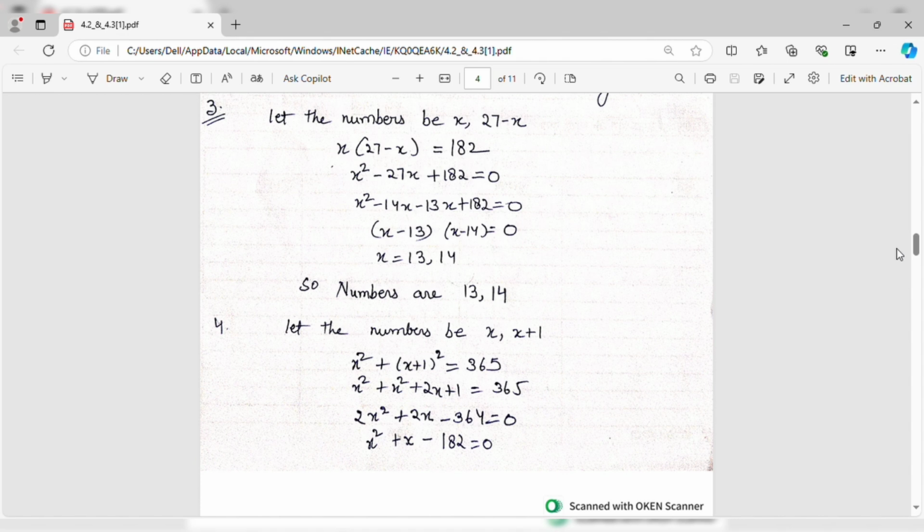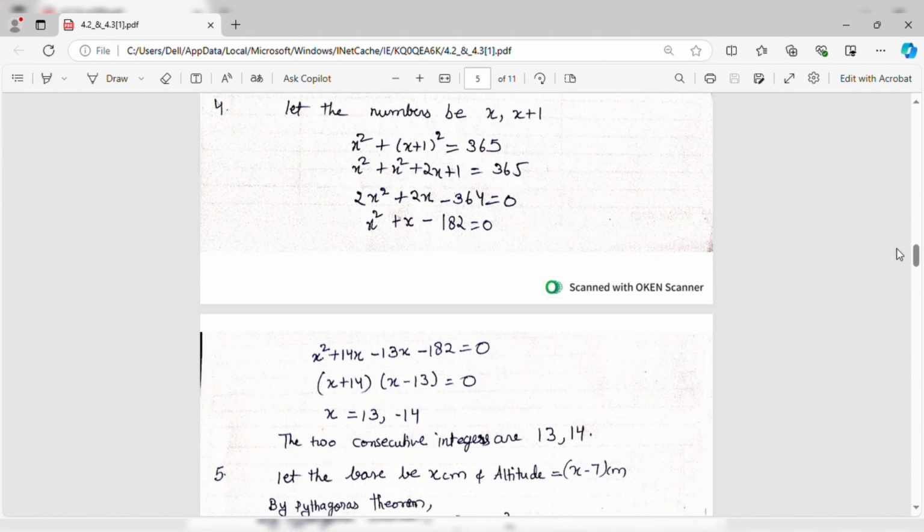So we will assume the numbers as x and 27 minus x, and after finding their product, which is 182, we will get a quadratic equation x square minus 27x plus 182 equals 0. We will split the middle term by taking the product as 182 and sum as minus 27. So the numbers would be minus 14 and minus 13, and after taking common factors, we will get two factors of this equation as x minus 13 and x minus 14. So x is 13 and 14. So the numbers are 13 and 14.